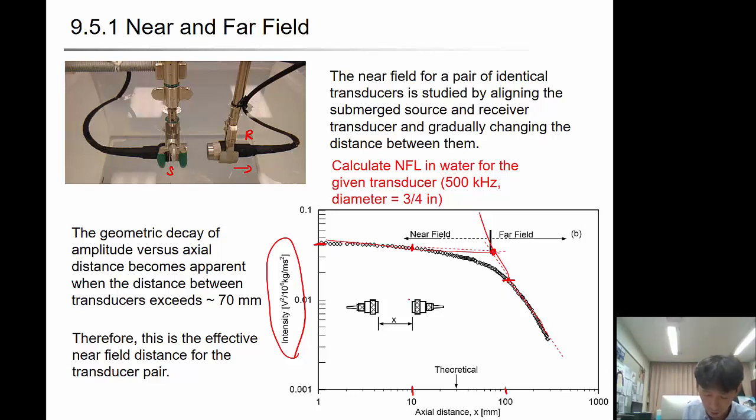So in this experiment, at around 70 millimeters, here is the distance where geometric decay of amplitude versus actual distance becomes apparent, when the distance between the transducers exceeds 70 millimeters. So within the 70 millimeters, it can be called a near field.